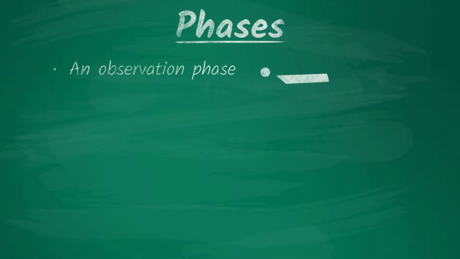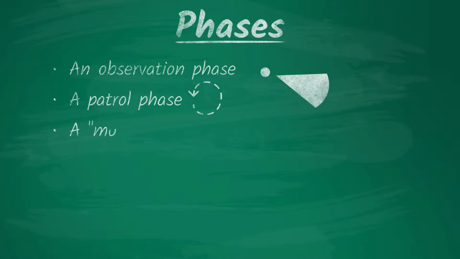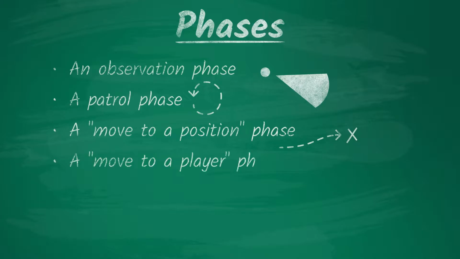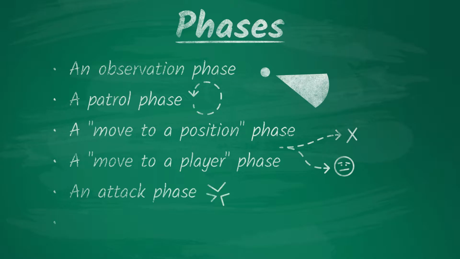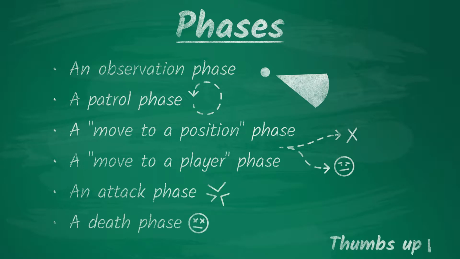An observation phase, it stays still and rotates randomly. A patrol phase, it follows a defined path. A phase of movement towards a position, it moves towards a precise position when it hears the sounds of footsteps, for example. A phase of movement towards the player, an attack phase, and a death phase.